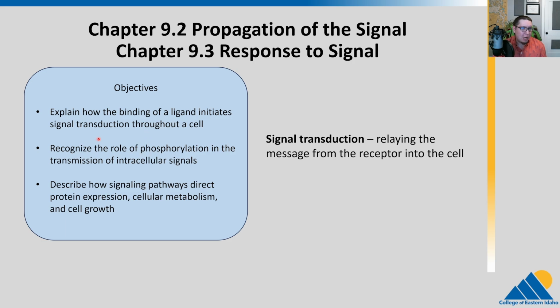We'll talk about binding of ligands and how that changes and starts signal transduction. We'll look at phosphorylation, a key part of many of these mechanisms, and then we'll talk a little bit about how signaling can affect and direct protein expression, we call that gene expression, changes in metabolism, and cell growth.